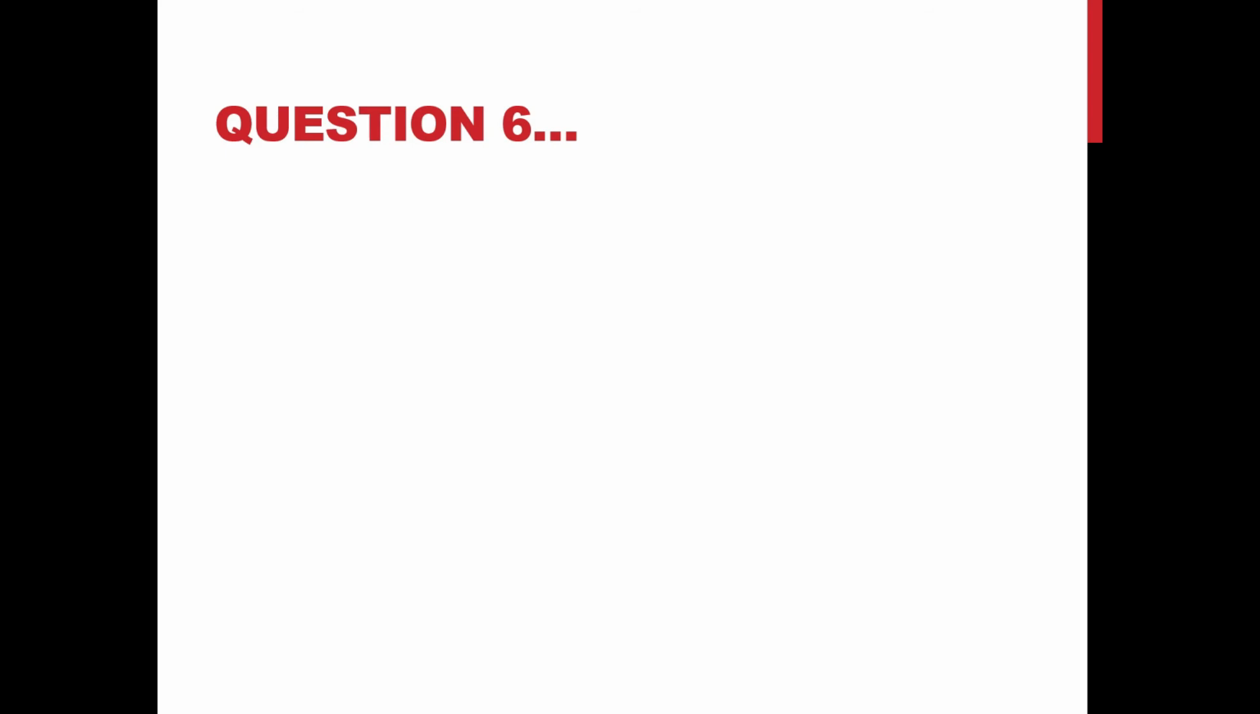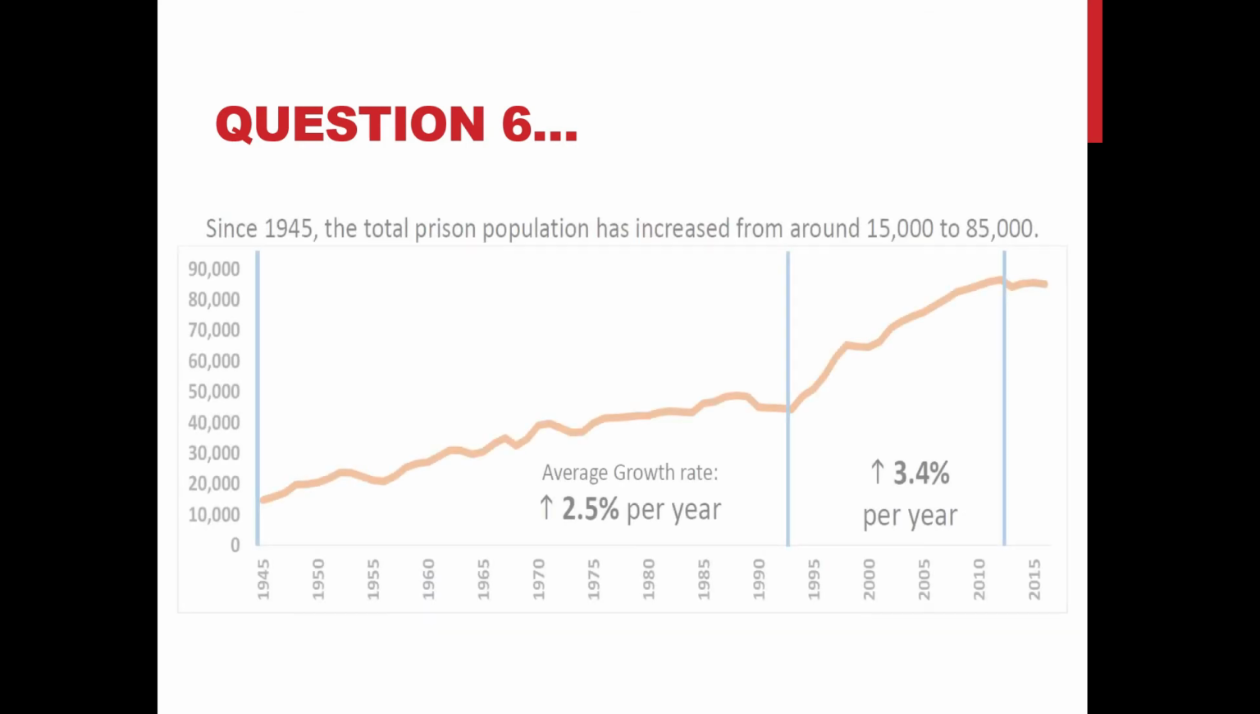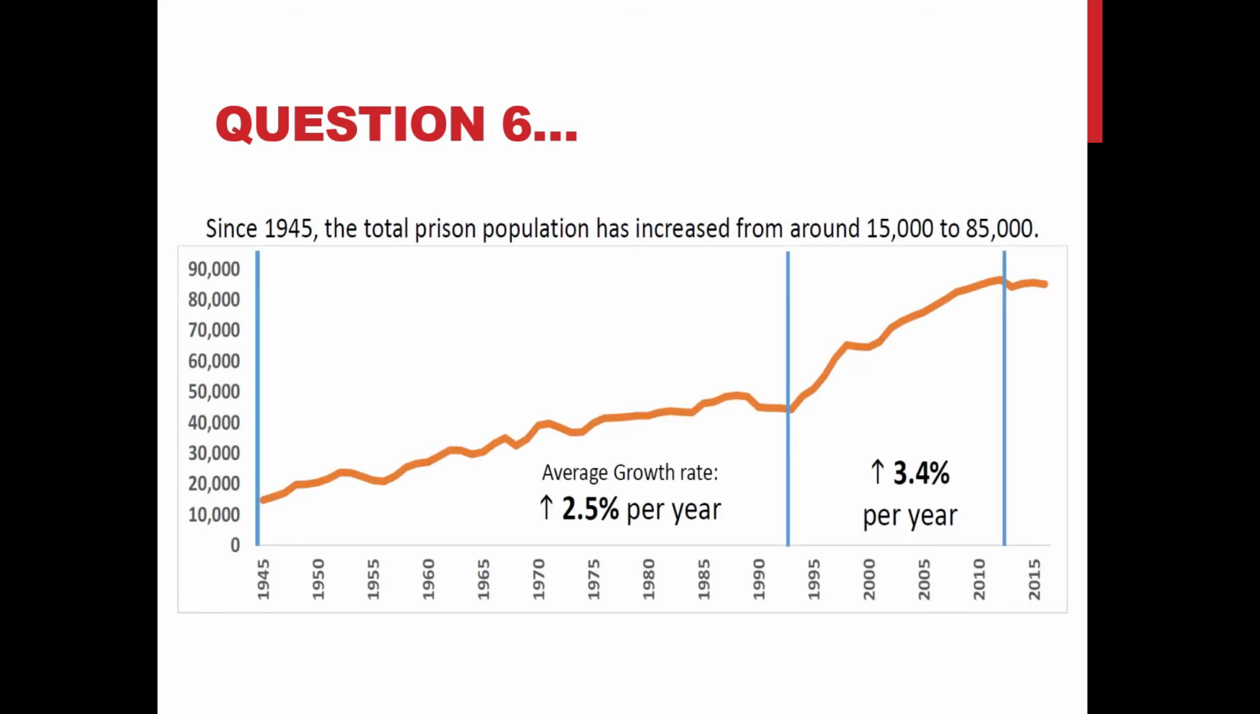Question 6 asked you, in 1993 there were approximately 15,000 people in prison. What's the prison population today? Well, it has grown quite dramatically to approximately 85,000 people now in prison in the UK. It's a huge growth since the 1940s in particular.